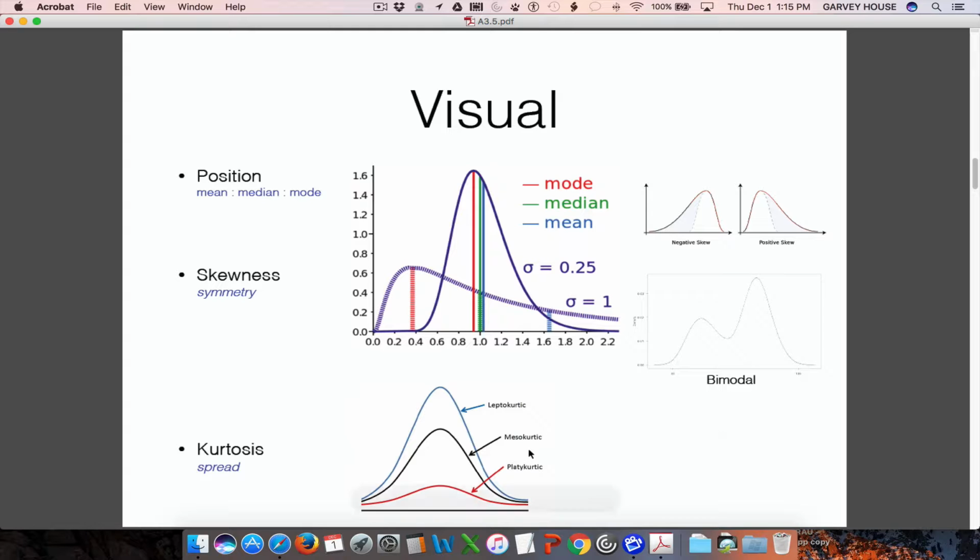And then here you can see the metric of kurtosis: leptokurtic. The visual there is you can leap over it. Mesokurtic, or median or moderately, and then platykurtic, or a plateau, or a flattened distribution.